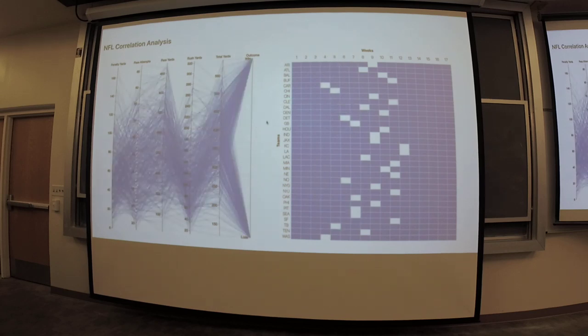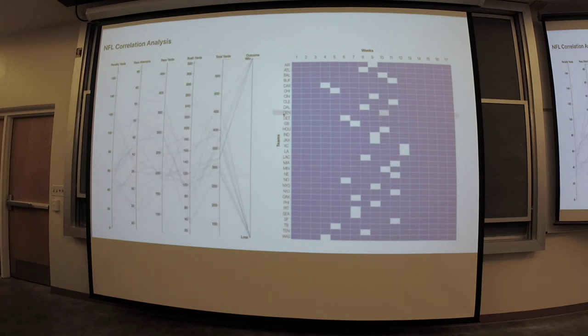Then we have a parallel coordinates graph here on the left. This corresponds, and I can look at, for example, Denver Broncos statistics for the whole season. If I want to look at just one game, I can hover over the Seahawks and look at just the Broncos statistics right here.